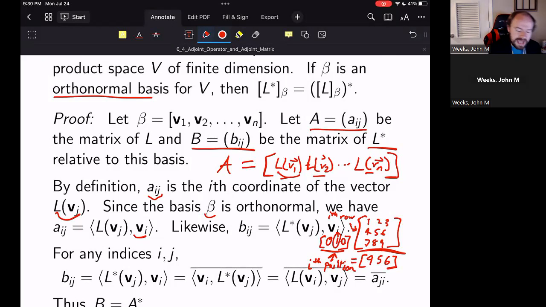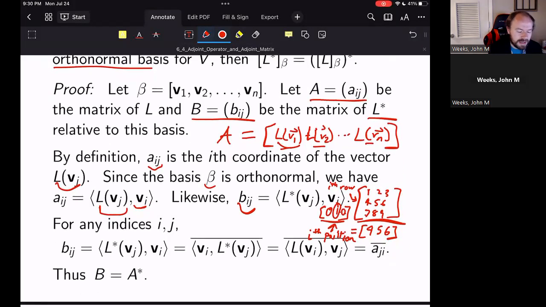So if I'm just looking at L of Vj, for example, then I'm just looking at one of those columns. That's going to return just the jth column, and then taking the inner product of that with V sub i, that's just going to give me A sub ij. So I wanted to go through and emphasize that. Similarly, B sub ij is the inner product of L star Vj with Vi, with all of the same setup as before.